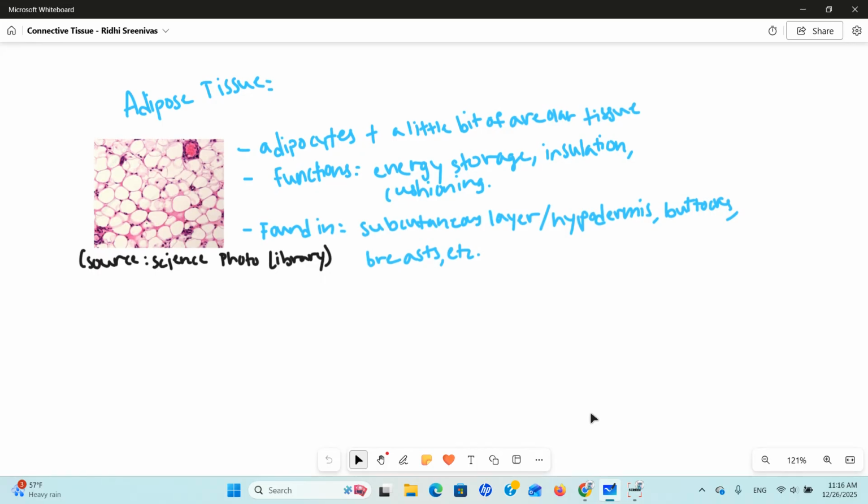So next we have adipose tissue, which is composed of high concentrations of adipocytes with a small concentration of areolar tissue. The main functions, due to its high concentration of these fat cells, are energy storage, insulation, and cushioning to protect organs. Some places it is found are the subcutaneous layer of the skin, also known as the hypodermis, the buttocks and breasts, and so on.